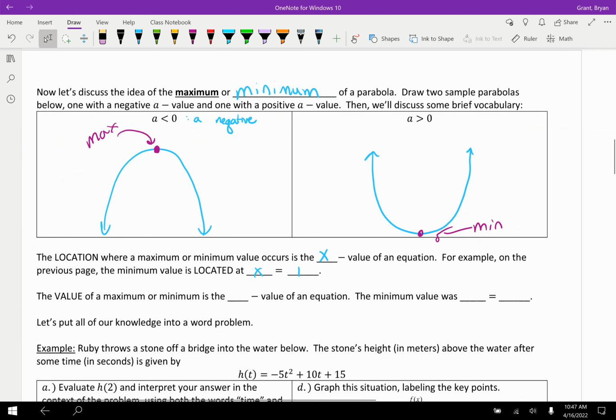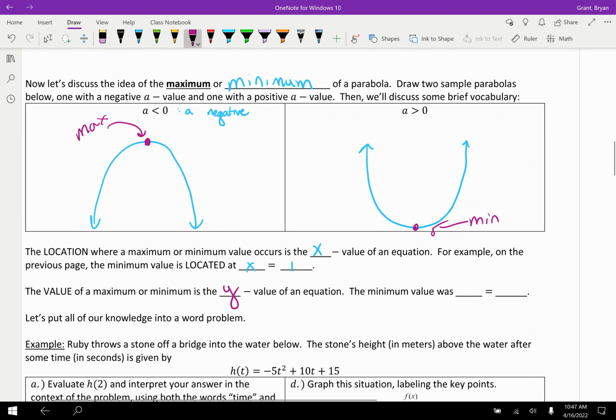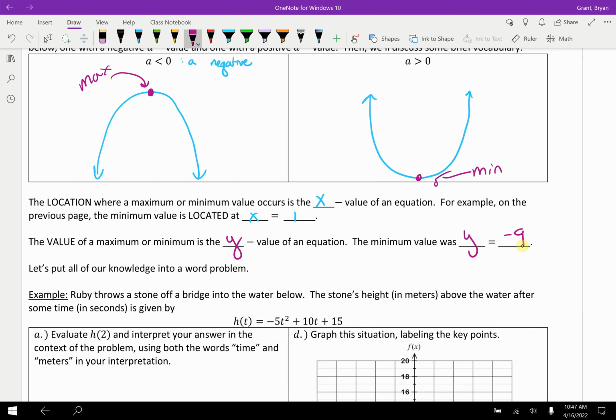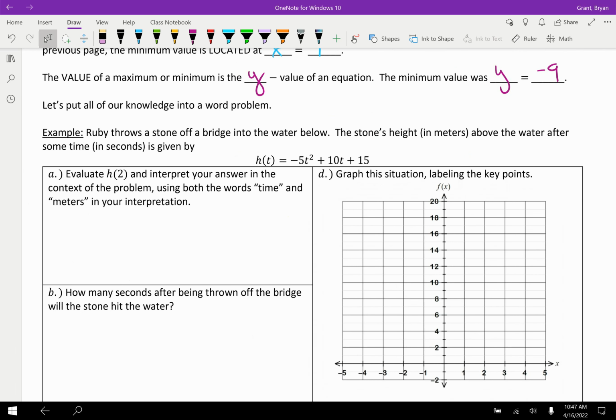All right, now we discussed that the location is the x value, but the actual value of the minimum and maximum is the y value. So if we look up here, the minimum of this parabola is located at x equals 1, and the actual value is y equals -9. So that tells us you input 1, and that will find the minimum. The actual value of the minimum is -9. All right, so let's try and put that into practice with a quick word problem, and then we'll get our couple trade-up cards, and we should be good to go.